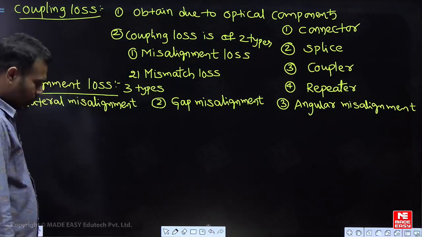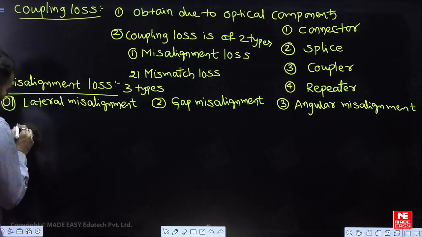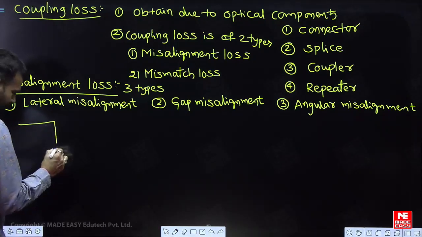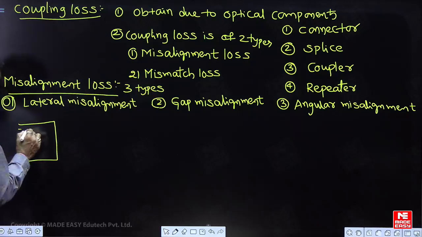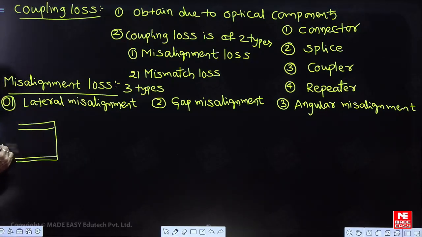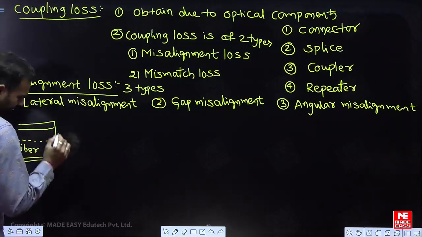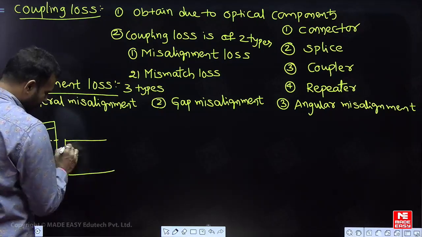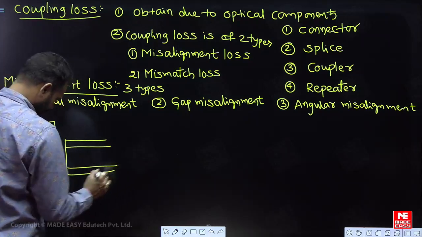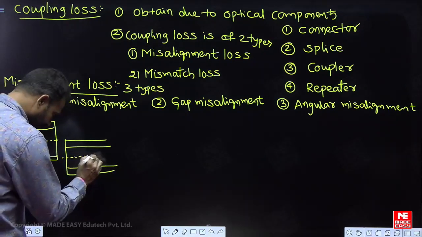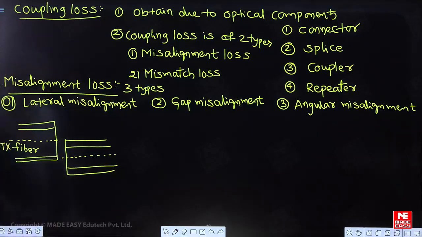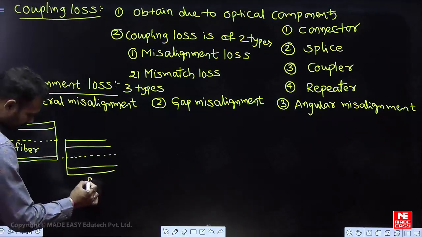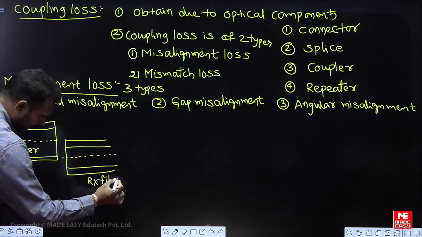Please concentrate. Just see here, this is our fiber, our transmission fiber. Hope you understand this fiber, which is called the transmission fiber. This is the core and this is the cladding. This is the axis of the fiber. And this is the other fiber, which is called the receiving fiber.